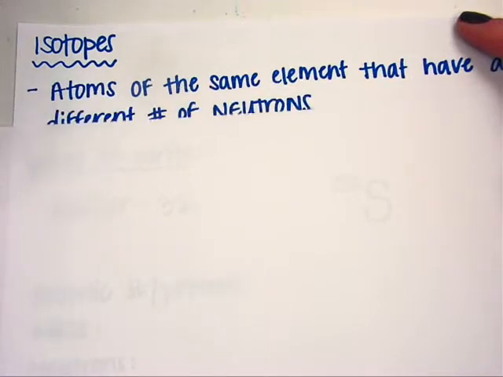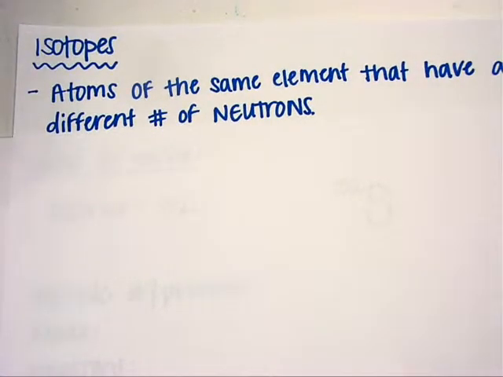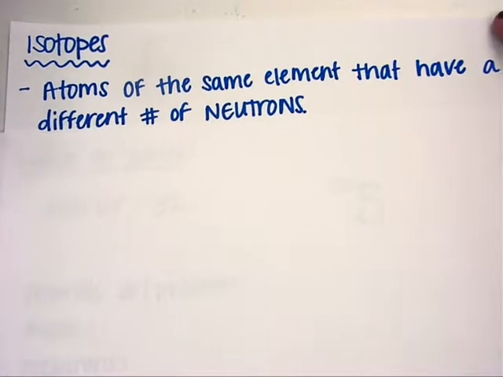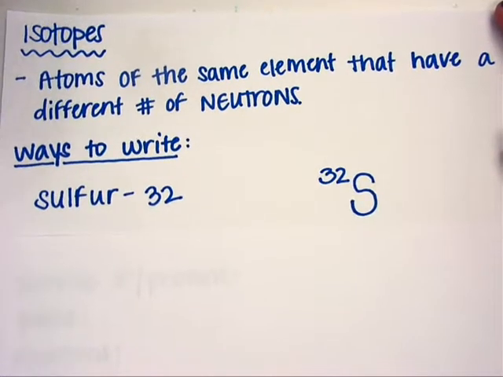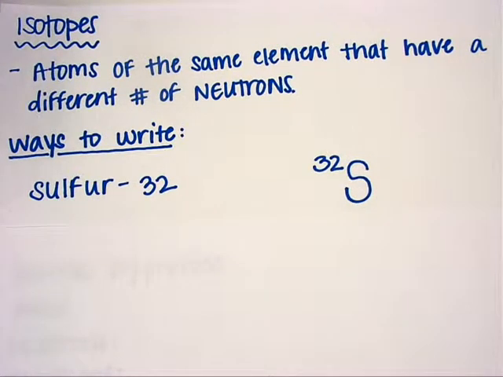Today I'm going to be talking about isotopes and ions. So an isotope is an atom of an element that has a different number of neutrons than the normal element. There's a few different ways to write an isotope in its form, and these are two examples.